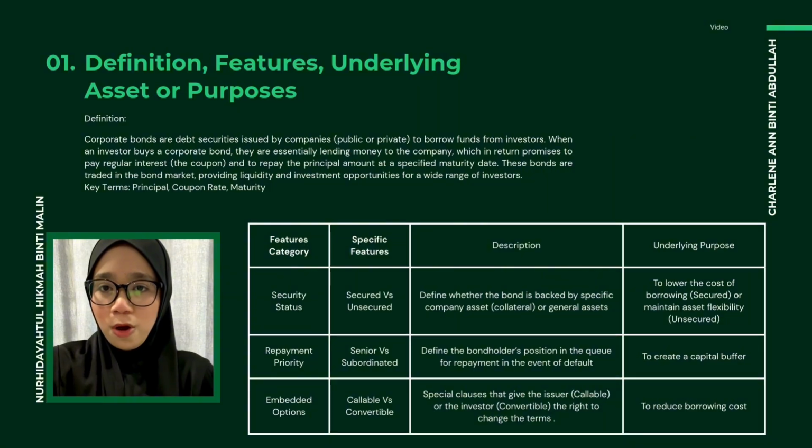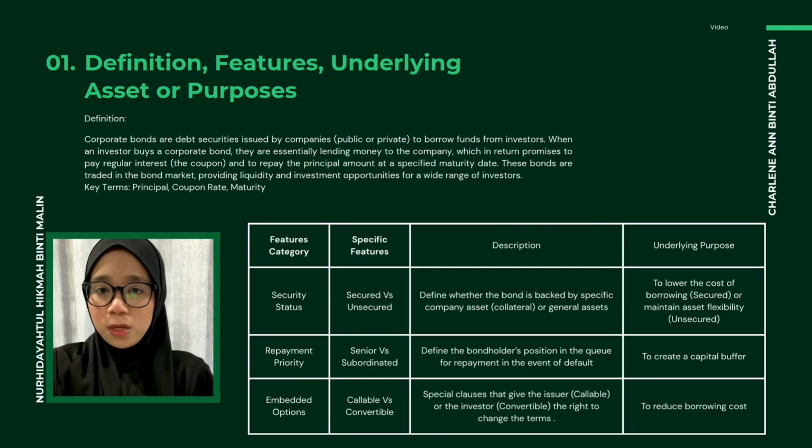A callable bond offers the issuer refinancing flexibility if rates fall. A callable bond gives the company the right to buy back the bond from the investor before its maturity date. Conversely, a convertible bond reduces the required coupon rate by offering the investor potential equity upside.